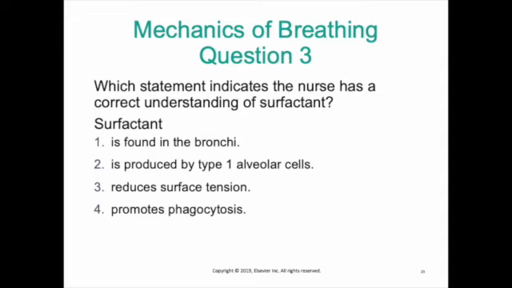Surfactant is produced by type 2 alveolar cells. The type 2 alveolar cells create surfactant, which is a lipoprotein coating that lines the inner surface of the alveolus, and it facilitates expansion during inspiration. It lowers alveolar surface tension at expiration, and it prevents lung collapse.